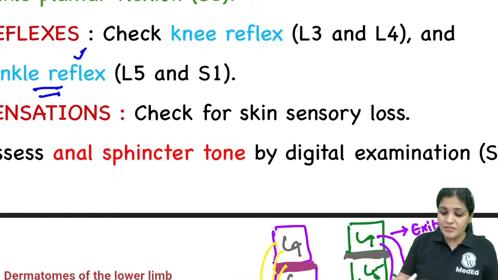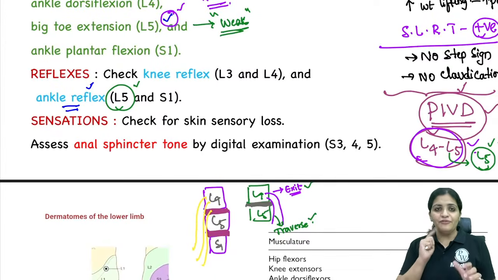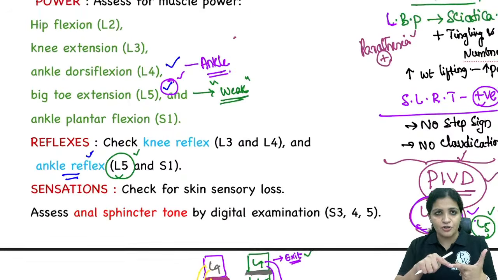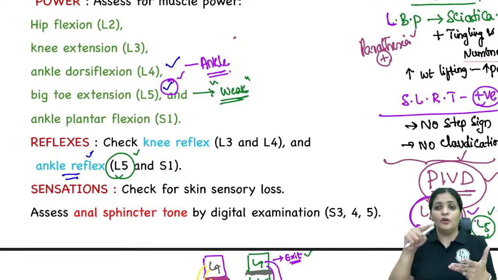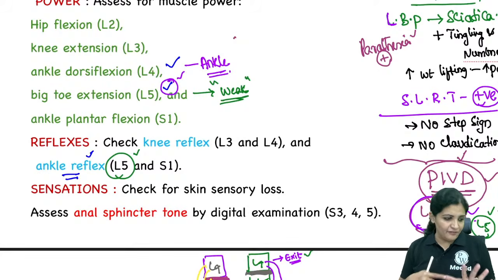And now you can also see the L5 is involved in the ankle reflex. So the ankle reflex will also be sluggish. So you have to remember, depending upon the level, which weakness is present. You have to examine for flexion of the hip, extension of the knee, dorsiflexion of the ankle, great toe extension and ankle plantar flexion.